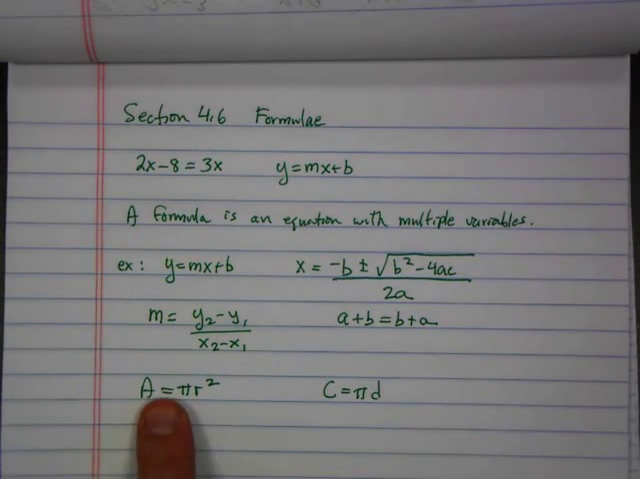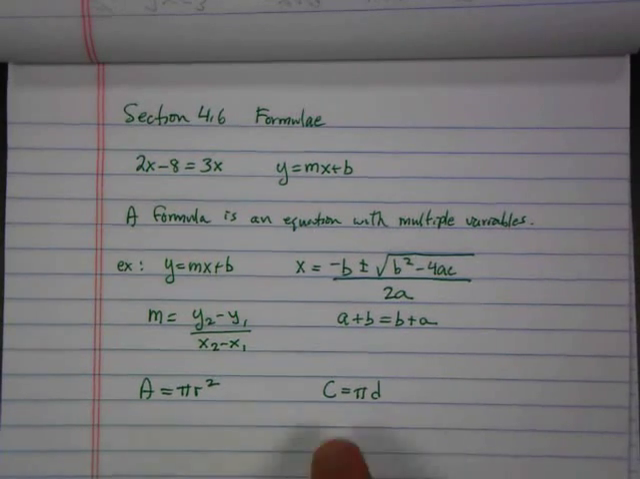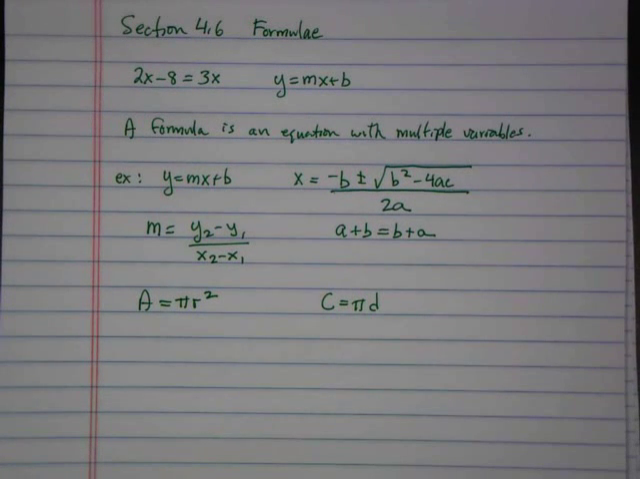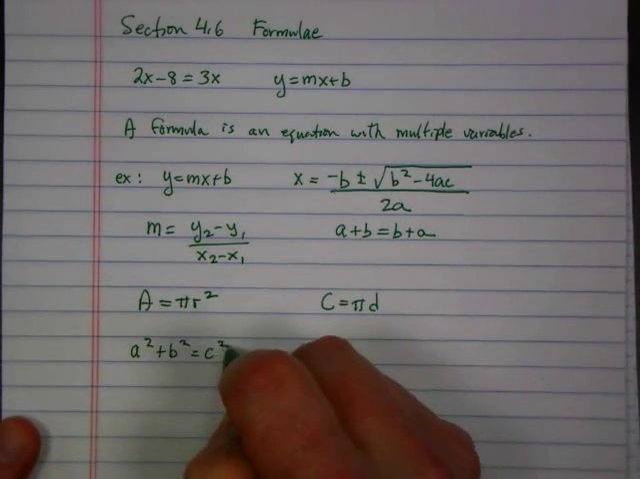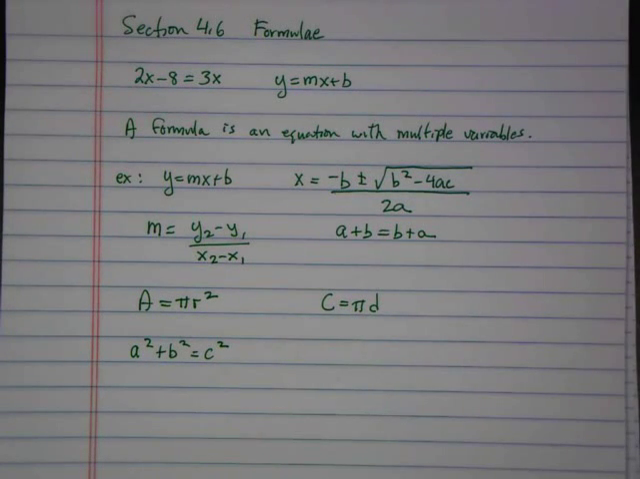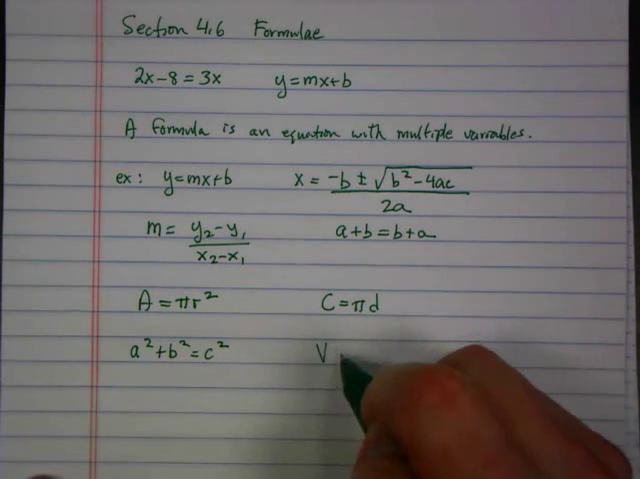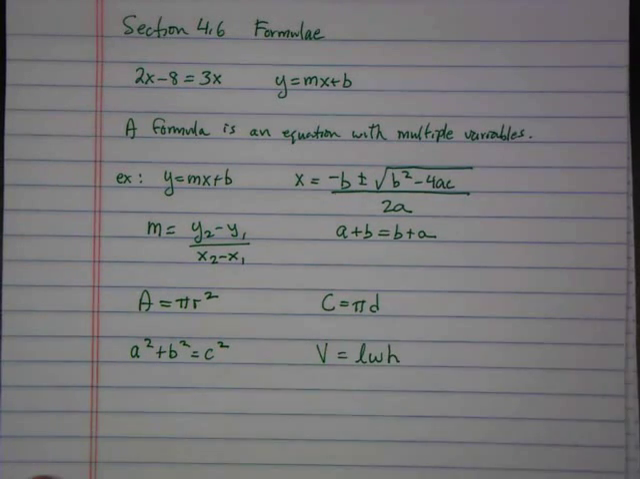So there's two formulas: area of a circle, and circumference of a circle, which is the distance around. Any other formulas you know? A squared plus b squared equals c squared. That's the Pythagorean theorem. That works in special kinds of triangles. Length times width times height. What's that? Volume of a box. It doesn't have to be a cube. Right. So volume of a box is length times width times height.